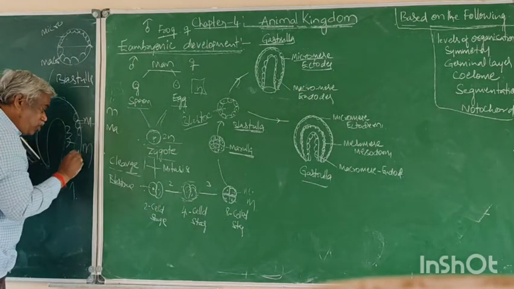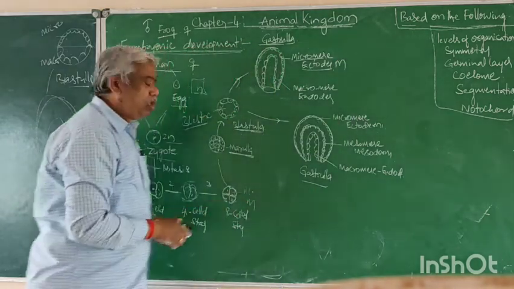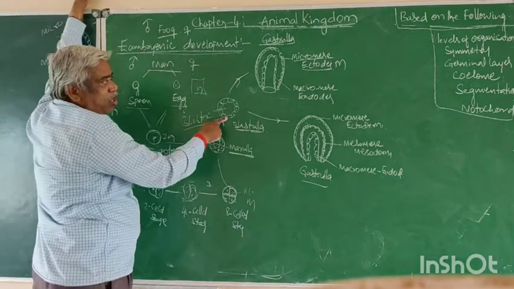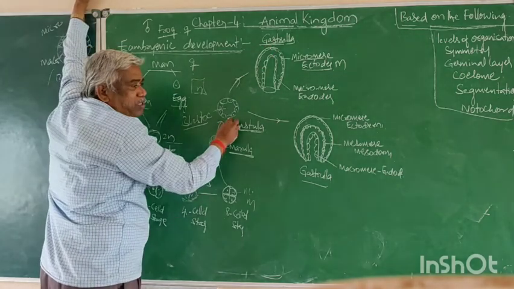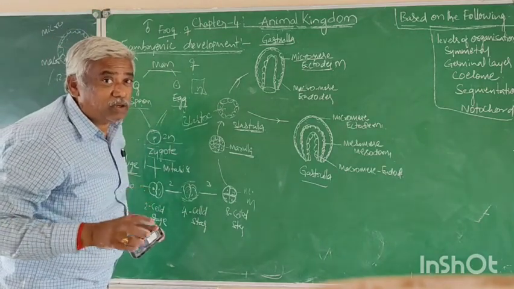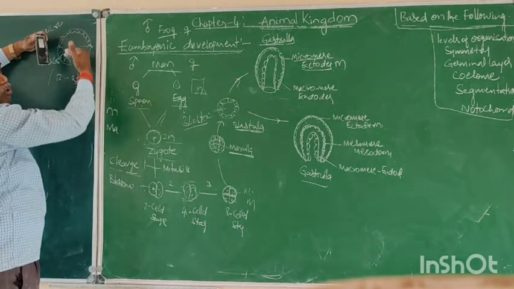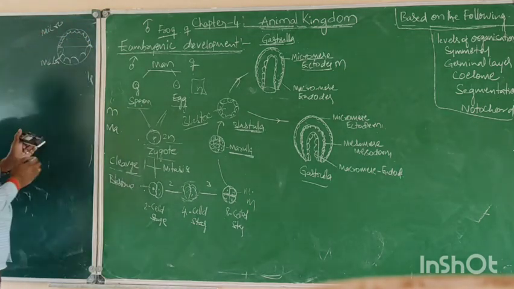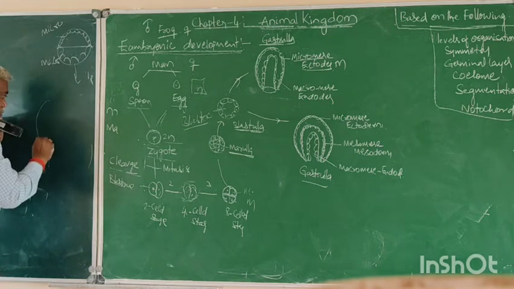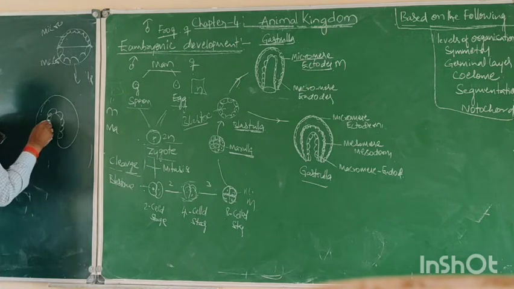The micromere layer is called the ectoderm. Now, how does the blastula become the gastrula? By invagination. The blastula has an upper half and a lower half. Only the lower half undergoes invagination, going inward, and those are the large cells, the macromeres.